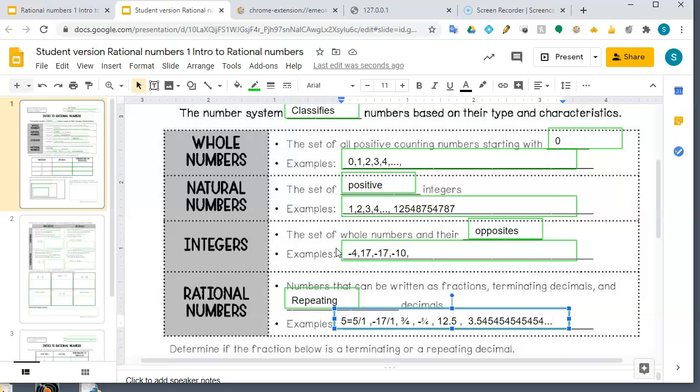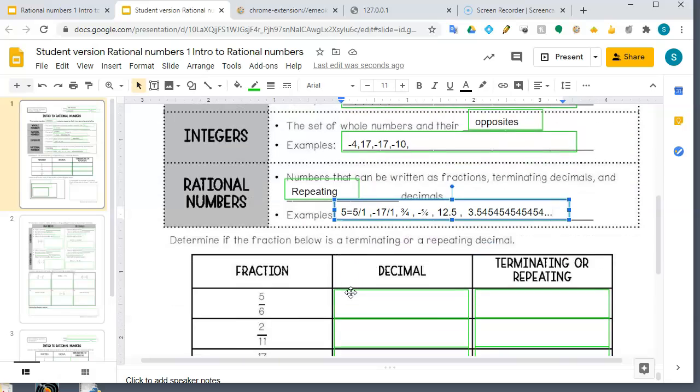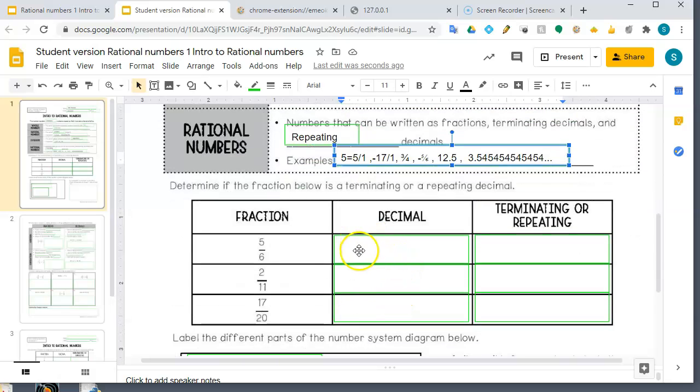Then finally, rational numbers. Now again, the key definition is that it can be written as a fraction. But if it's written as a fraction with an integer on top and bottom, then when we put it in decimal form, it's either going to stop, and that's going to be called a terminating decimal, or it's going to repeat that same pattern over and over and over again. All right? So now we've talked about all our different types of numbers. All right, so let's go ahead and figure out what this is as a decimal.